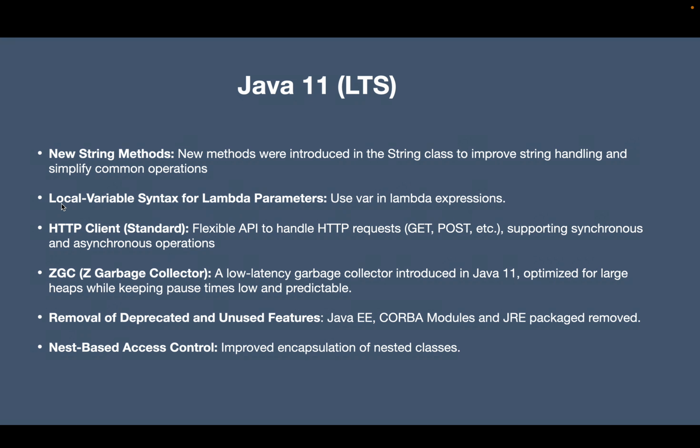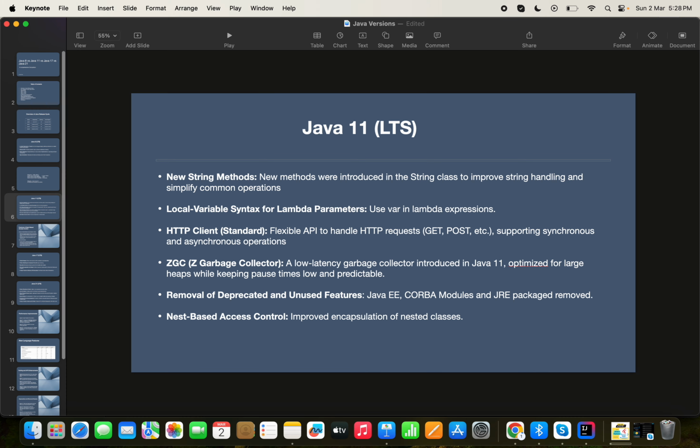Next one is local variable syntax for lambda parameters. What we have learned is that lambda expression features got added in Java 8, right? Here in Java 11 we can use the var keyword for lambda expressions. For example, I can show you.